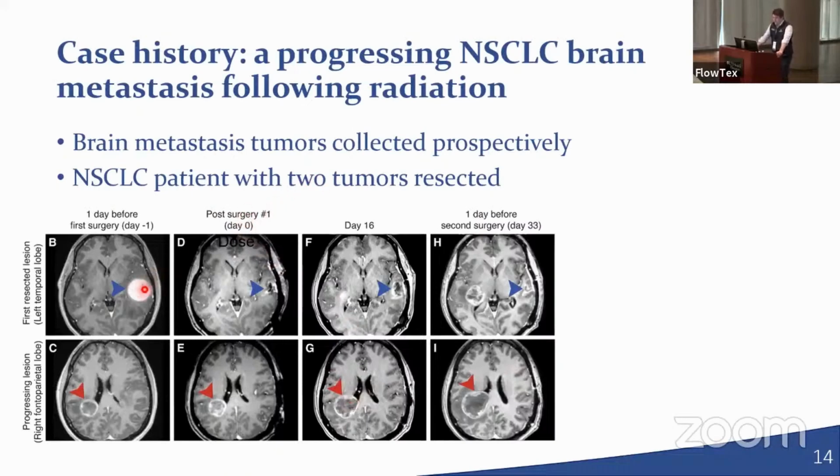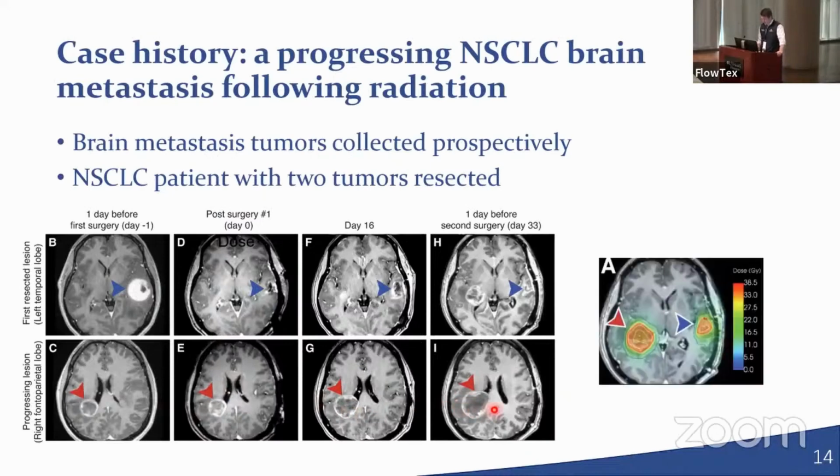This is what it looks like. This was the first tumor that was resected. You can see that it goes away and stays gone after treatment. This is right before surgery. This is the second lesion, and you can see that it continues to get bigger through radiation, and it was eventually resected as well. And this is the treatment field showing that it was actually irradiated.